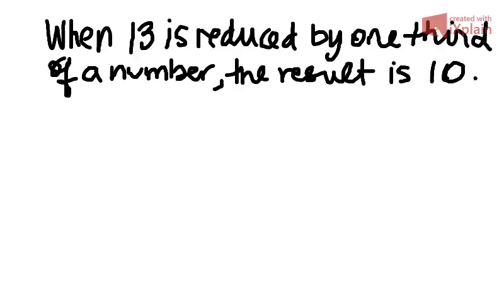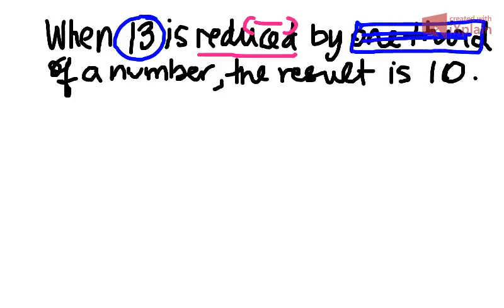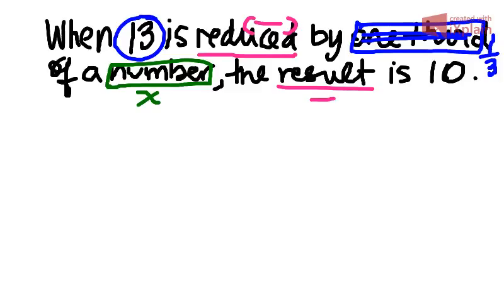like an equation. So let's circle 13, it is a number. Reduced is a word that reminds me of subtraction. 1/3 is a number, but I could actually replace that with the fraction 1/3. Of a number. A number is something we don't know. We can call it x, for example. The result is the same as the equals, is 10, another number here.